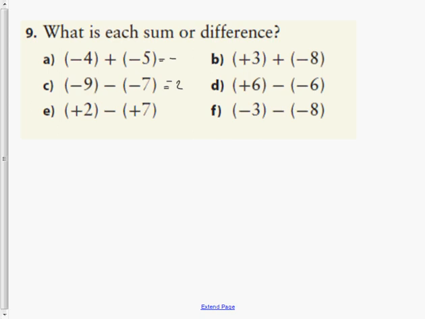Next question. +6 take away a -6. It's 6 degrees in the room. You take away 6 degrees of cold air. It's going to get warmer. Your answer is going to be +12. If you change to the opposite of the two, +6 plus +6 is a grade 1 question. 6 plus 6 is 12.